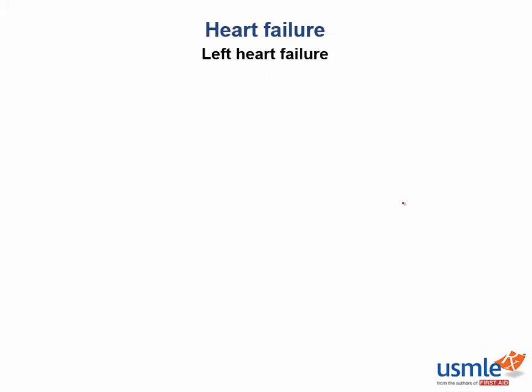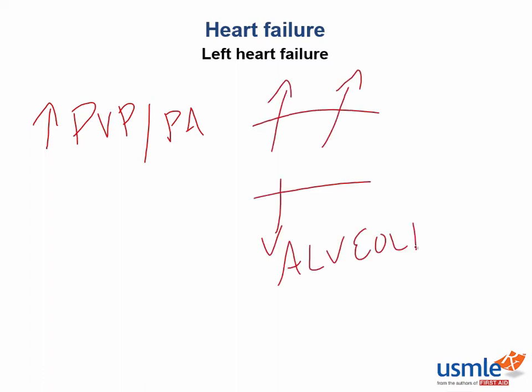Alright, now let's talk about left heart failure. Left heart failure leads to the backup of pressure and volume into the left atrium and the pulmonary vasculature. This elevated pressure in the pulmonary veins and the pulmonary arteries leads to pulmonary vascular distension, and eventually the starling forces in the capillaries favor fluid movement across the vessel into the alveoli. This is how these patients get pulmonary edema.